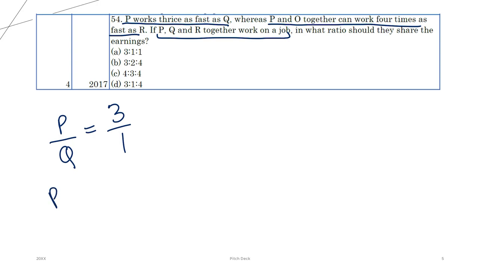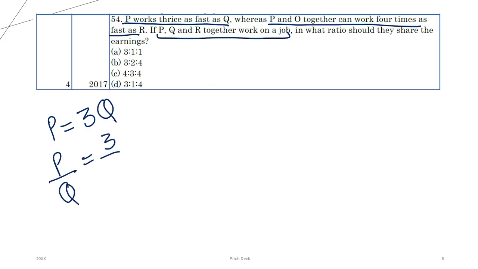P works 3 times as fast as Q, so P by Q works in this ratio, right? Now, if P is working 3 times as fast as Q, P should be the more experienced person and Q the less experienced person. So P should be getting 3 times more earning from that job and Q should be getting one part. I hope this is clear. It means P should be getting 3 times the earning of Q. Take it like this. So the first ratio is P is 3Q.